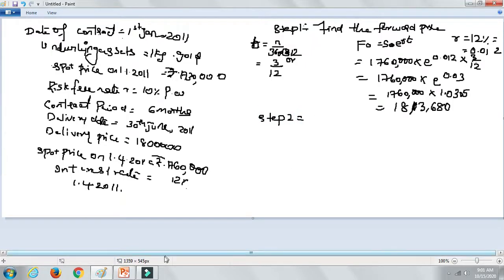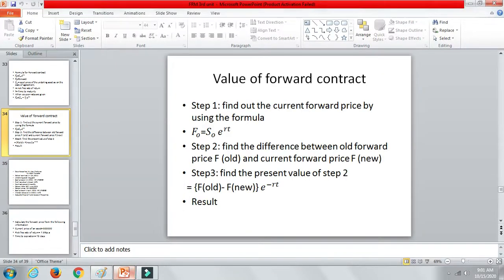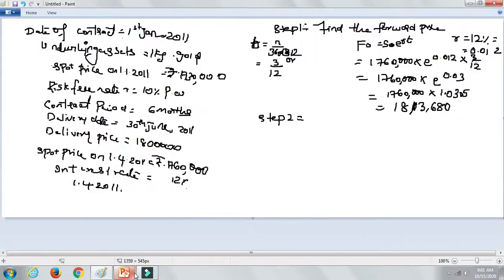what's the step 2 over here? Find the difference between old forward price and current forward price. So what is the old forward price that has been given? 18 lakhs. Forward price is nothing but the delivery price that they have entered into. So over here you are going to get that difference only.